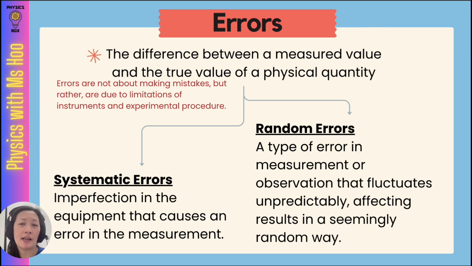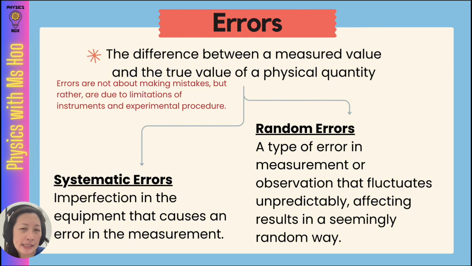So what this means is that if you were to take a measurement, there's of course a true value, but the reality is, and you should know this based on real life experience, when we take measurements, we don't always necessarily get the true accurate value. Sometimes there could be a difference between the value that we measure against the actual value. And what causes that difference? That's known as an error. Generally, errors can be categorized into two types. There's systematic errors and random errors. Systematic error is an imperfection in the equipment that causes an error in the measurement, while a random error is a type of error in a measurement or observation that fluctuates unpredictably, affecting results in a seemingly random way.